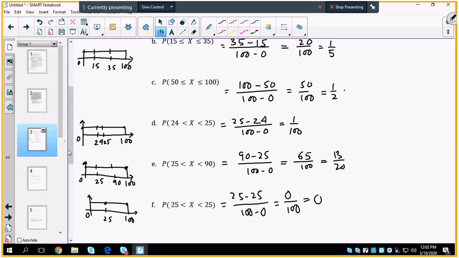So now and so on, if someone asks you to find the probability between the same number, between 25 and 25, between 76 and 76, for a continuous random variable, without showing any work, you can directly go ahead and say that the probability will be exactly equal to 0.